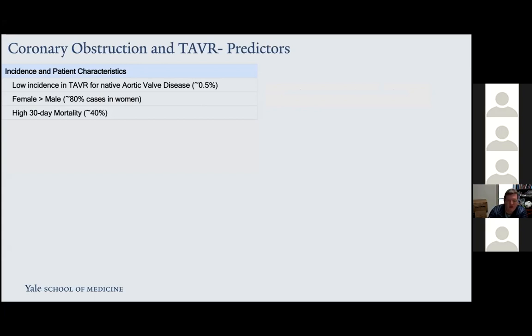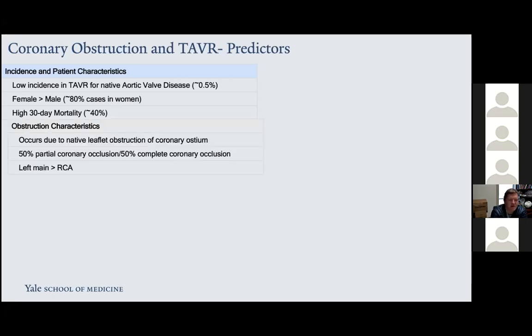And really what's going on here is you're occluding the coronaries because of the native leaflets that are getting pushed to the side. In rare instances, if you mal-deploy a valve or deploy it super high, you can actually block off the sinuses. But in the vast majority of cases, it's because a leaflet has obstructed it. 50% of them are actually partial occlusions, and 50% are complete occlusions, which, the complete ones, obviously, you're very aware of on the table.